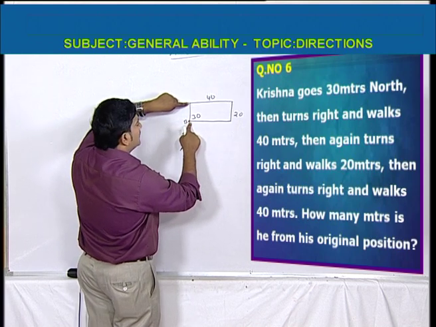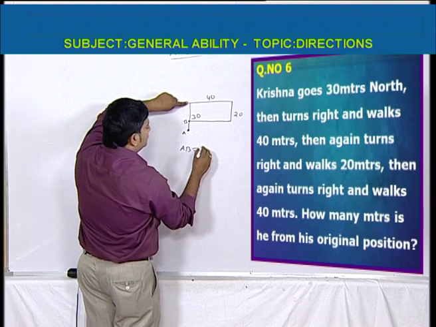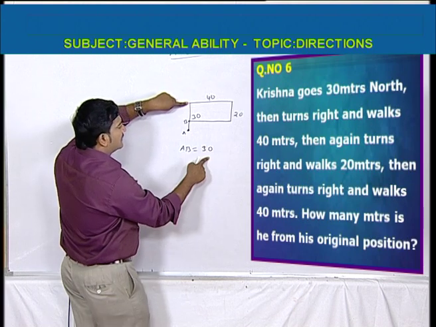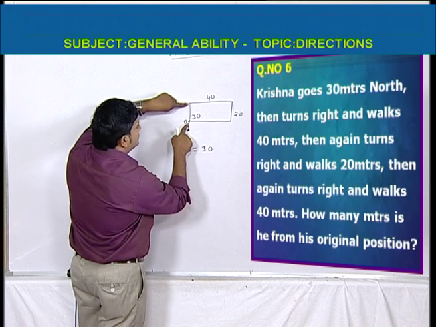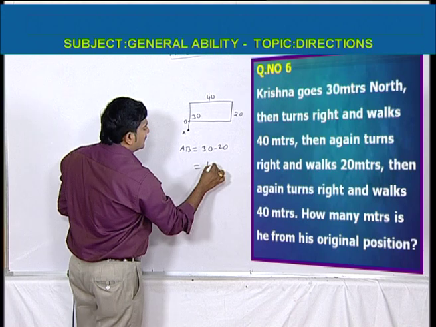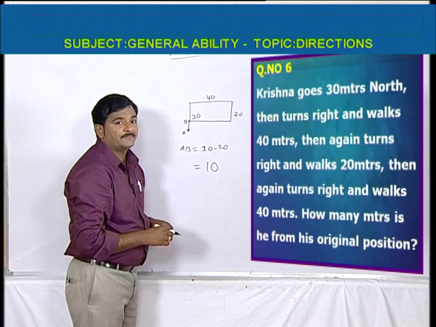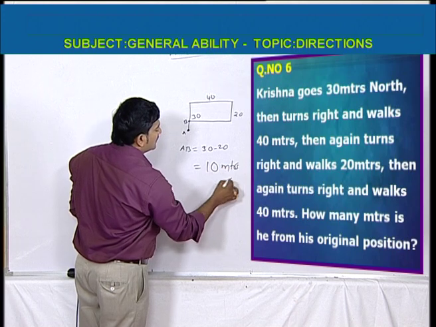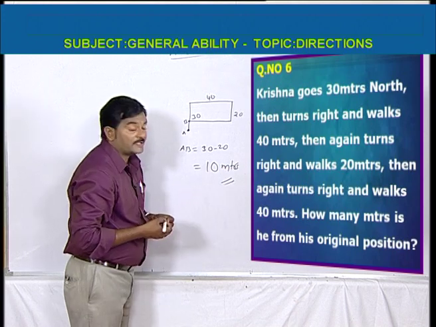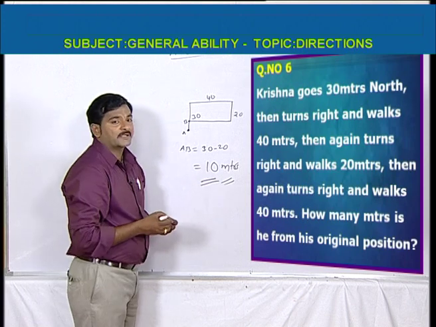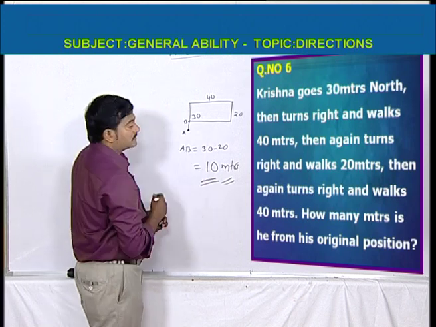This is also 20. But the complete length is how much? The complete length is equal to 30. From the starting point to this corner, it is 30. But what about from the starting point to B? It is only 20. So 30 minus 20, how much are you getting? Simply you are getting 10 meters. Therefore, how many meters is he from the starting point? 10 meters we can say. Okay, just have a look at that. You will get the idea.